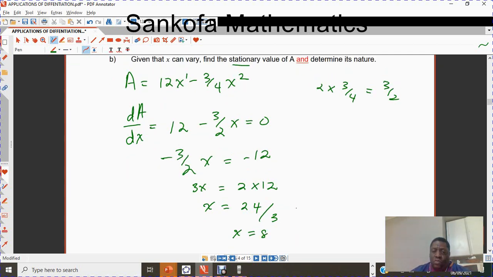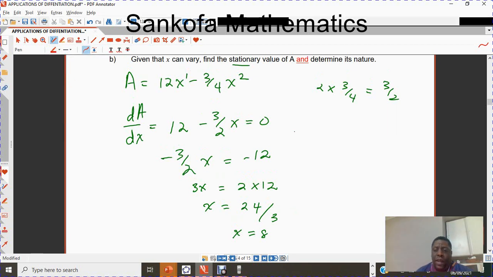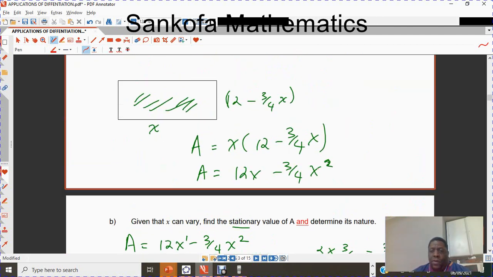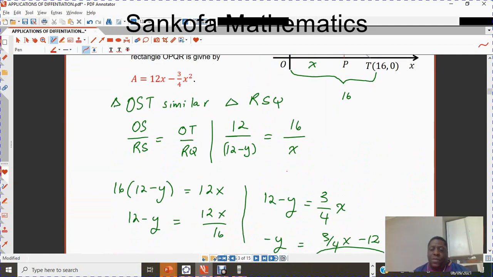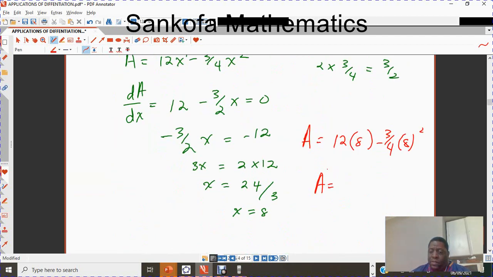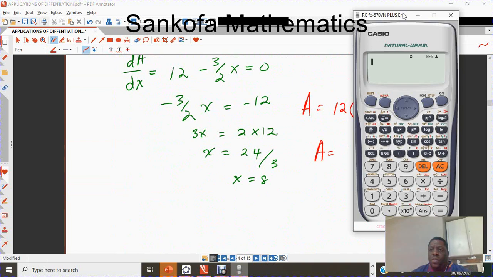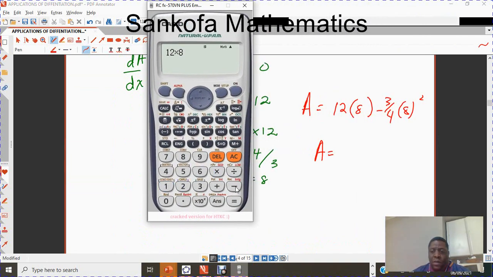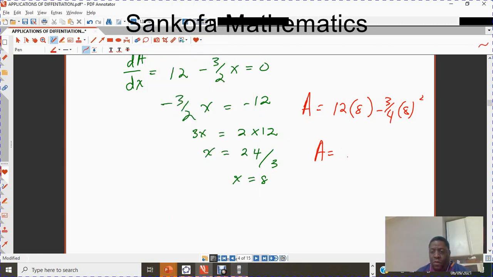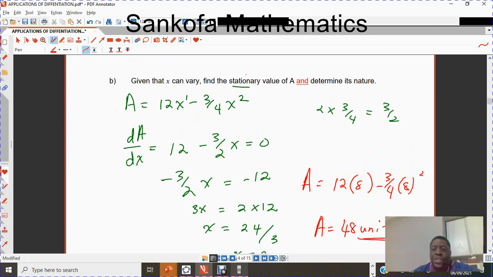Now that we know the value of x, we're going to substitute it into our equation in order to find the area. So it's 12 times 8 minus 3/4 of 8 squared. Just to make sure of our units, it's a Cartesian coordinate system, so whatever our answer is, we're going to have that answer in square units. You can bring up your calculator to determine it. 8 squared is 64. So our area, therefore, is going to be 48 square units.